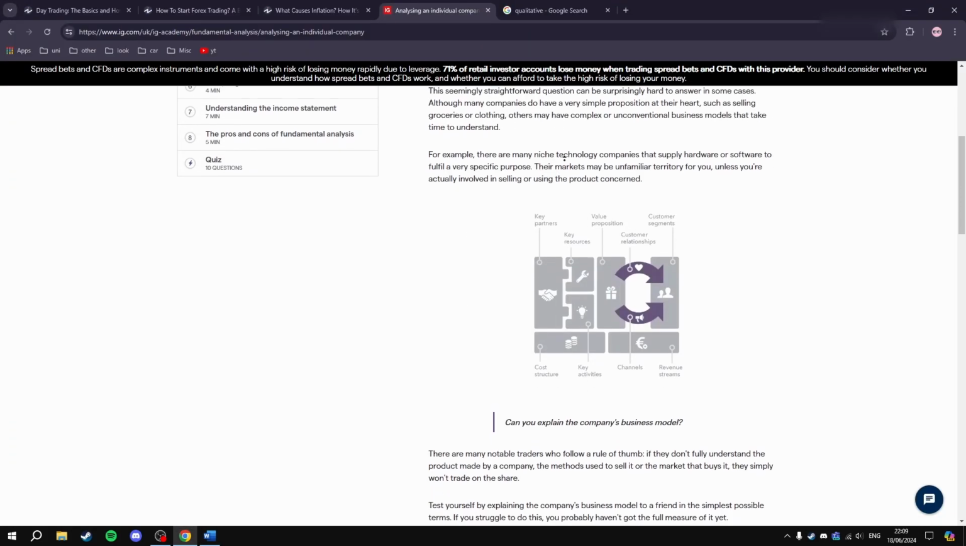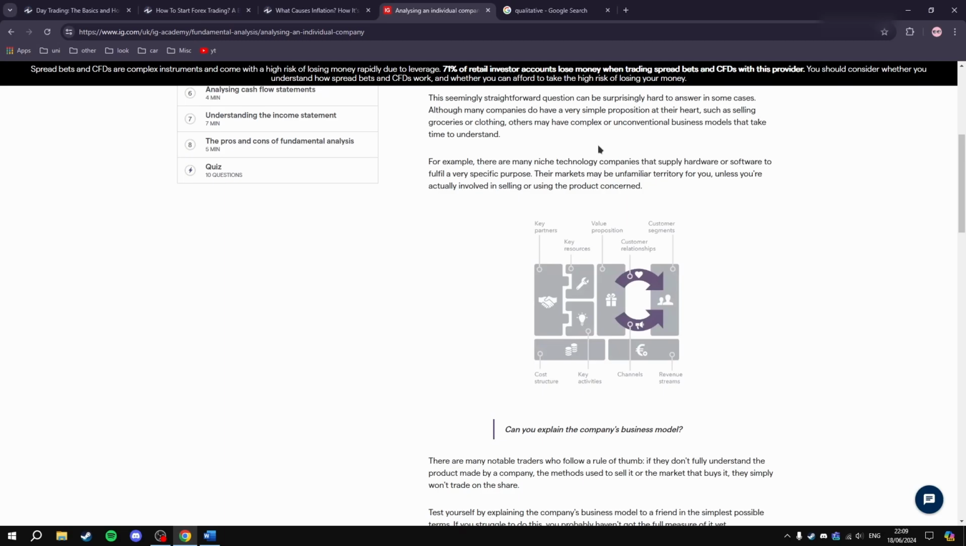This seemingly straightforward question can be surprisingly hard to answer in some cases. Although many companies do have a very simple proposition at their heart, such as selling groceries or clothing, others may have complex or unconventional business models that take time to understand.